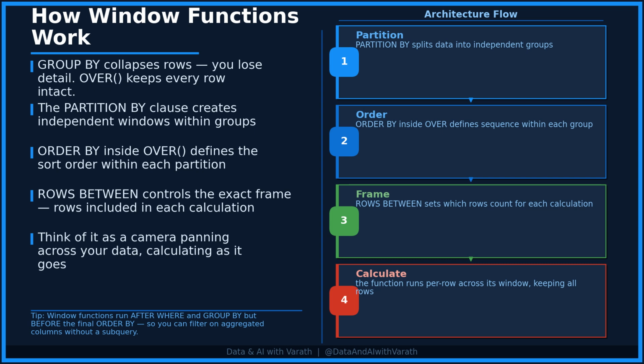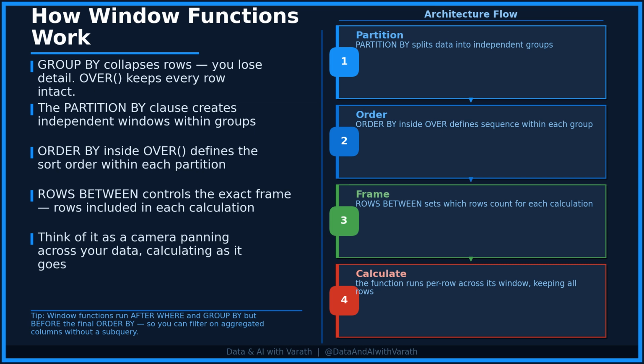Partition by is your grouping. It's like group by, but it doesn't collapse anything. It just defines the scope of each calculation. Partition by region means each region gets its own independent window. The rank function restarts from 1 for each region. Order by inside the over clause defines the sort order within that window, not the order of your final result, the order of calculation within each partition.